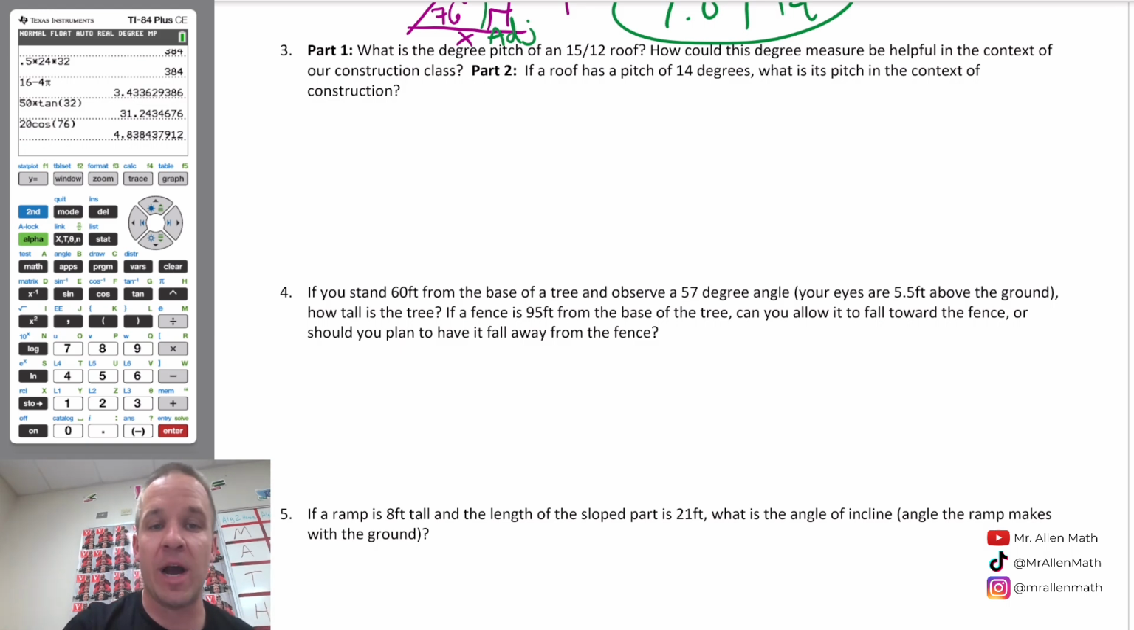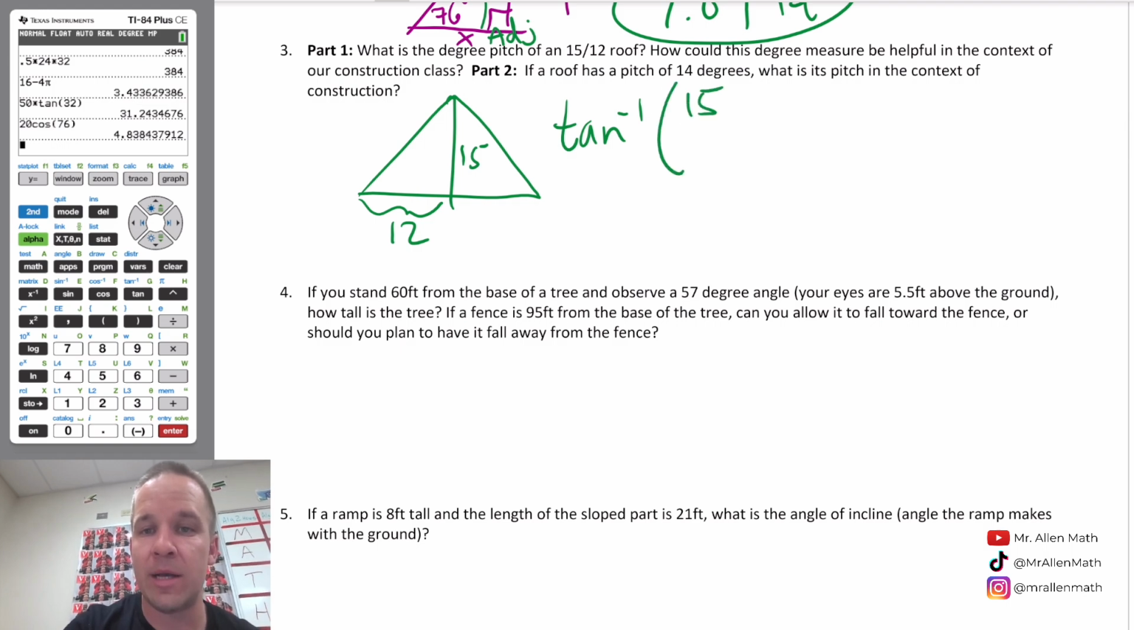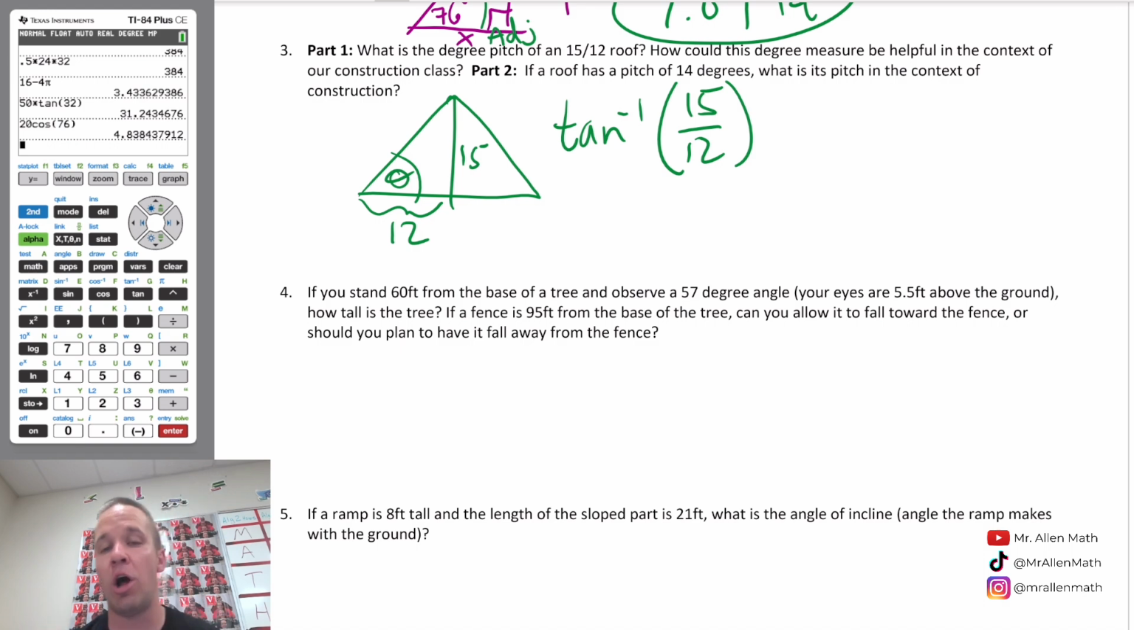So pitch would be your rise over your run, right? If I have a roof, this part, 15, is my rise, and 12, just this part, is my run, if we've got a gable end roof or something like that. So I can just do tangent inverse of my rise over my run if I want to get this angle right here. That's the angle of the roof, right? 15 is my opposite, and 12 is my adjacent.